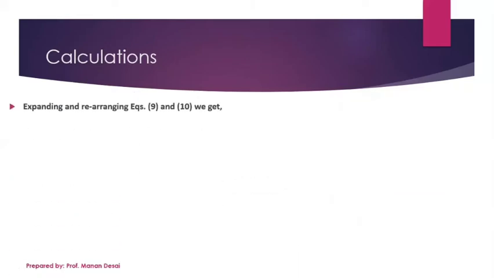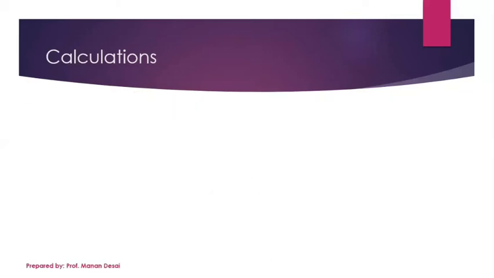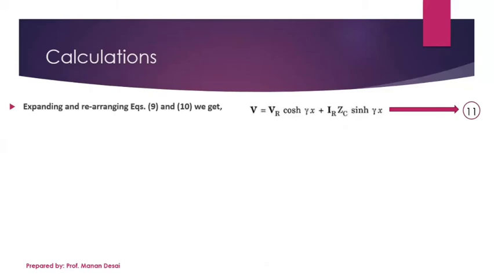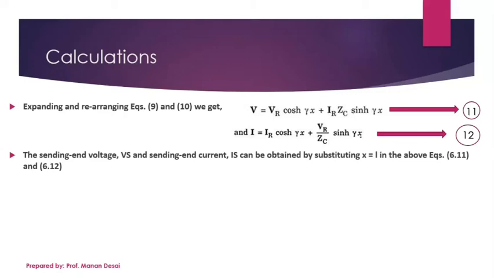Expanding and rearranging equations 9 and 10, we get the final equation 11: V is equal to VR cosh gamma X plus IR ZC sinh gamma X. And for the equation of current, I is equal to IR cosh gamma X plus VR by ZC sinh gamma X. The sending end voltage VS and sending end current IS can be obtained by substituting X is equal to L in the above equation.